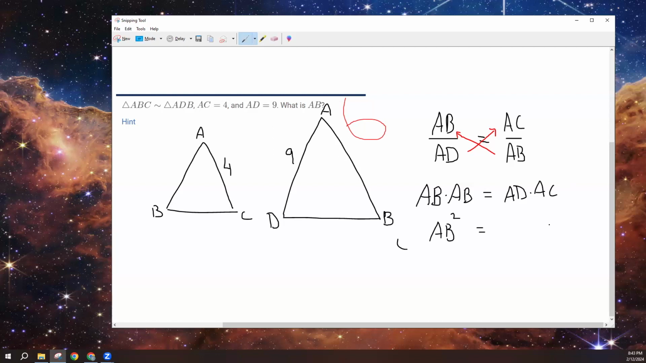So we know that AD is 9, and AC is 4. So we've got 9 times 4, which is equal to 36. And so therefore, to get AB, we take the square root of 36, which gives us 6.